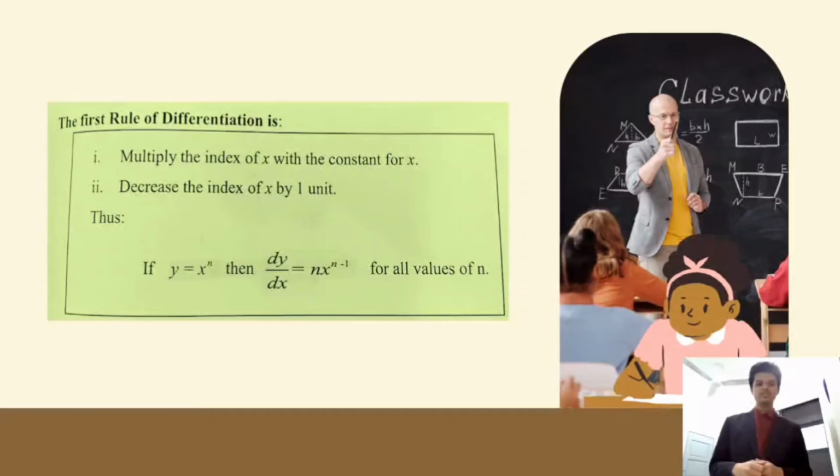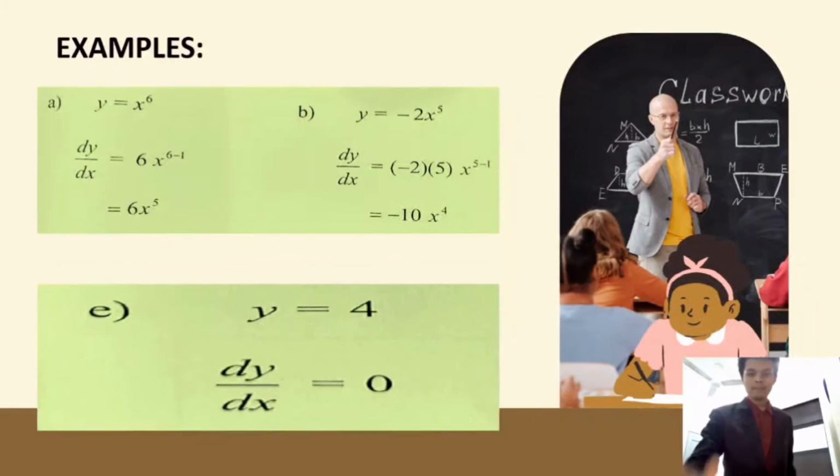The first step is to multiply the index of x with the constant for x. Next, decrease the index of x by 1 unit. Thus, if y equals x power n, then dy over dx equals nx power n minus 1 for all values of n. For example, y equals x power 6, then dy over dx equals 6x power 6 minus 1, which equals 6x power 5.